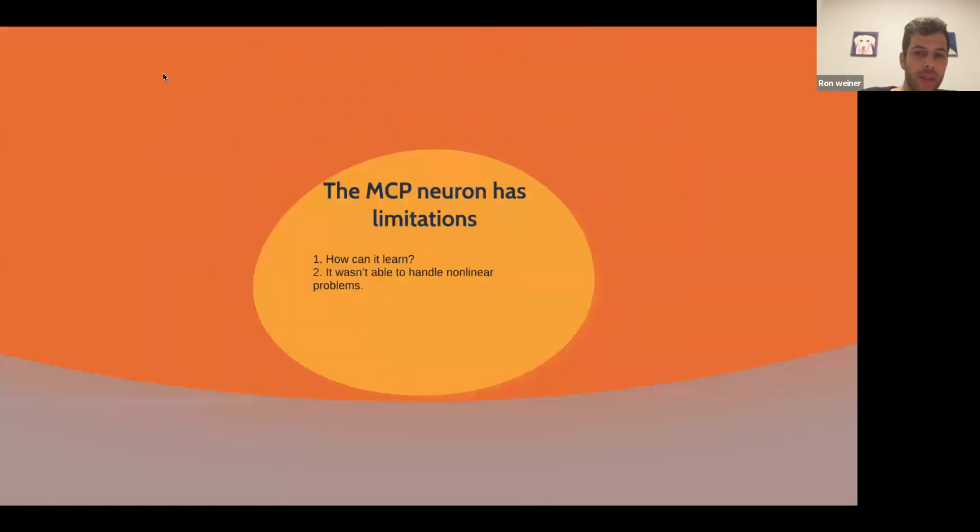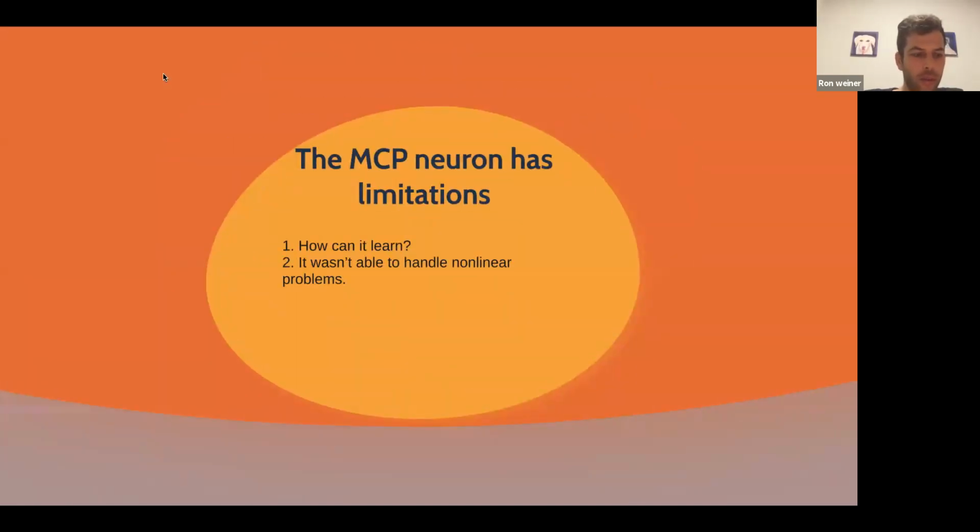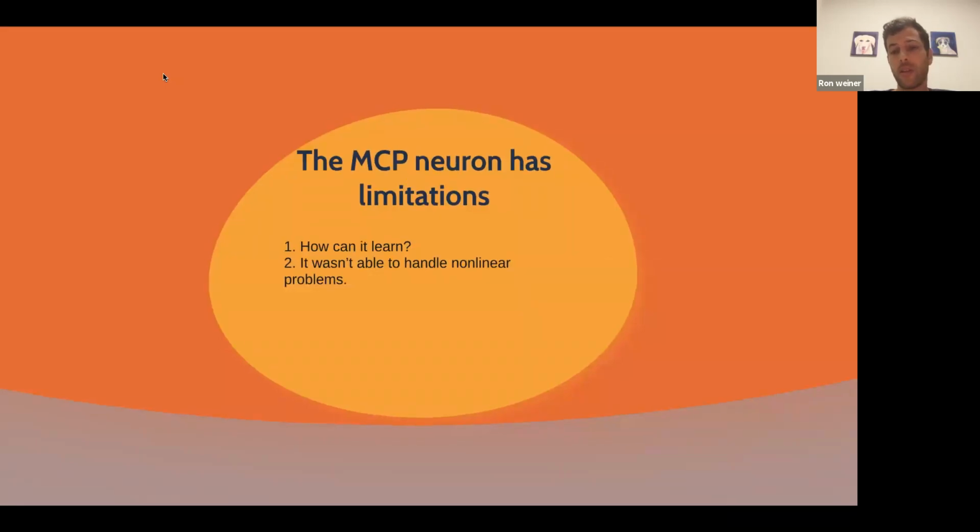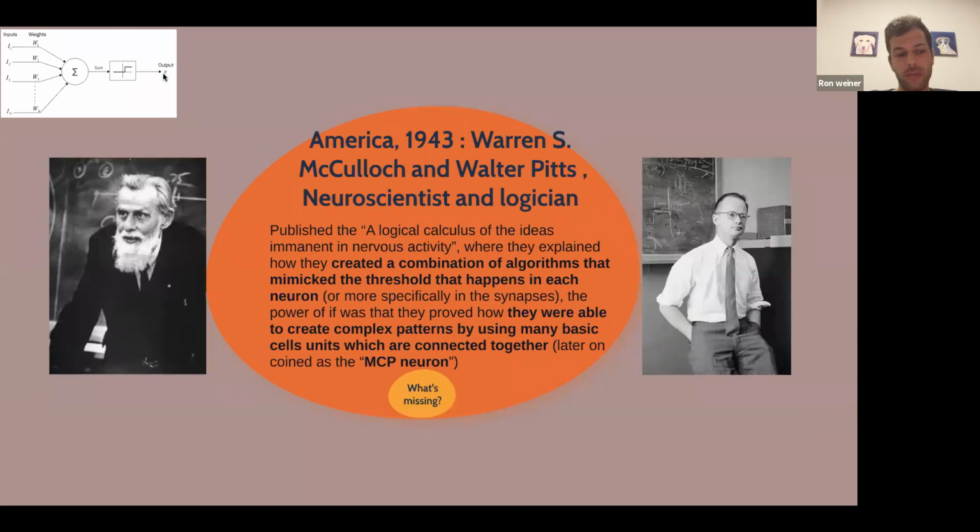So the two main things that were missing here: first of all, it wasn't able to learn. The second one was that it wasn't able to handle nonlinear problems. And nonlinear problems are a big field in the domain of the type of problems that we have. Later on, we will see why those two facts were such a main issue. So the year was 1943.